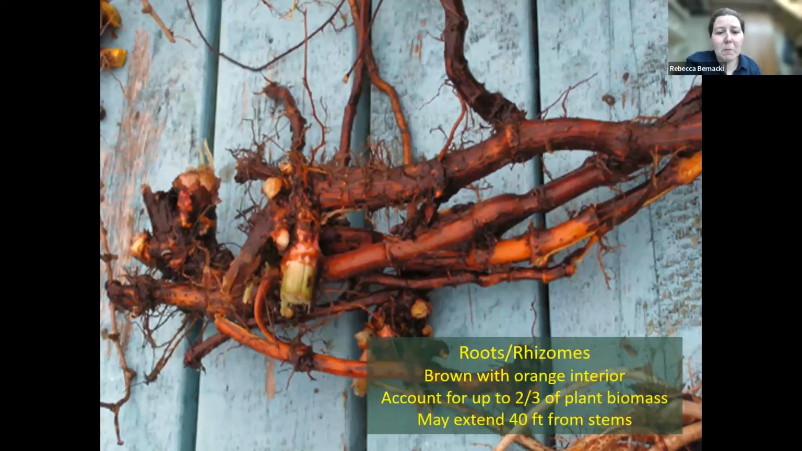These roots and rhizomes may extend up to 40 feet from where we see plants above ground. So really important to take into consideration as we think about management and excavation work near this plant.